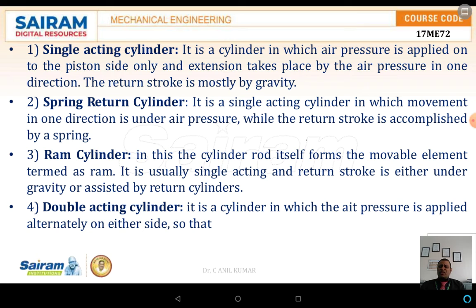The ram cylinder is a cylinder where the rod itself is in the form of a movable element, termed a ram. It is usually single acting, and the return stroke is either under gravity or assisted by means of a return cylinder. The double acting cylinder has pressure applied on alternate sides, by which the movement of the piston is done by means of pneumatic air or hydraulic pressure.